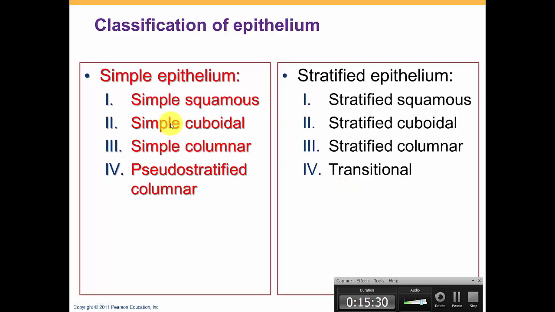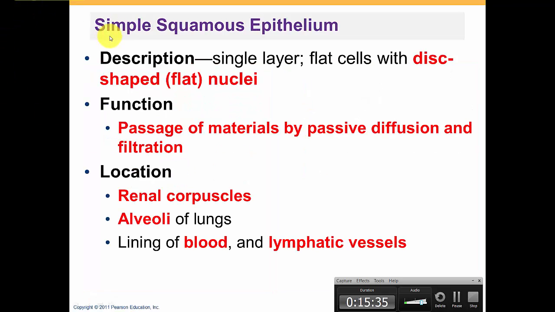So let's start talking about the simple epithelia first. The simple squamous epithelium is just one single layer that is flat, and the nuclei are also flat. Why do we need one layer that's flat and very thin? Well, because we need this in areas where we need material to travel. So it's much easier if you have one layer that is really very skinny. Where do we need this?